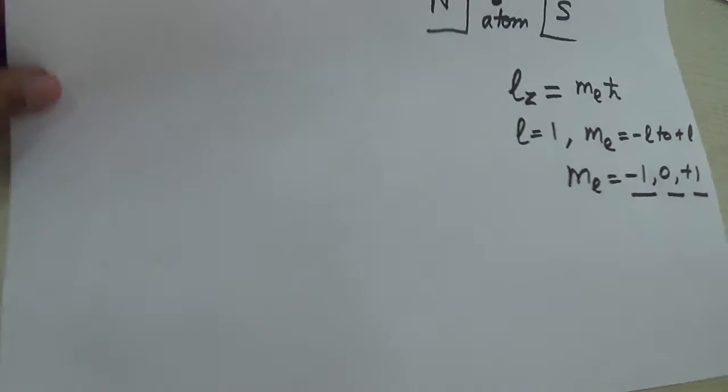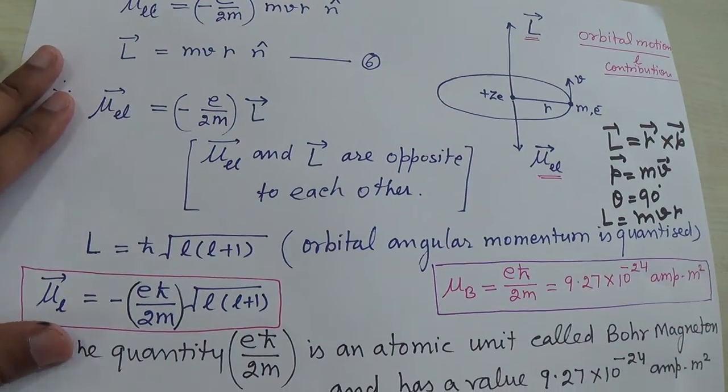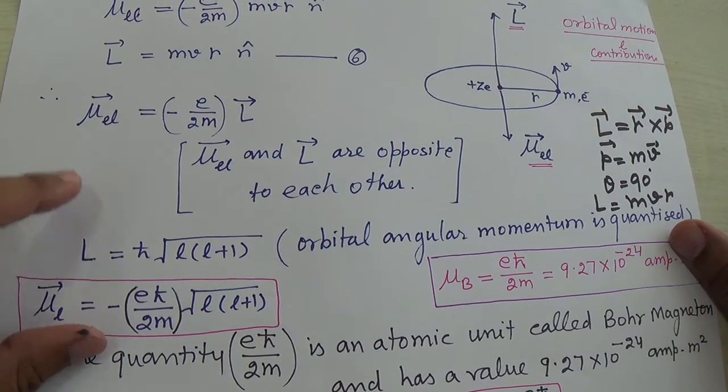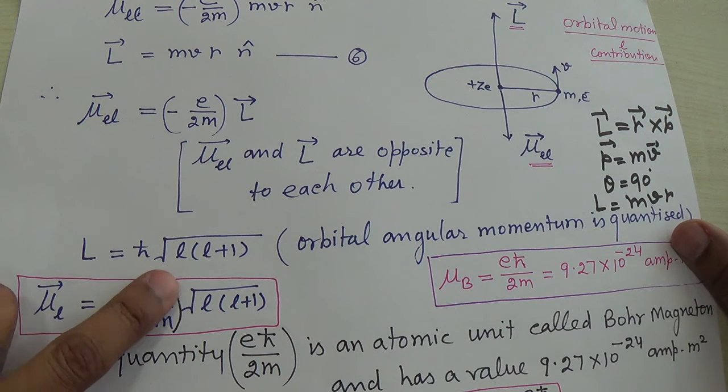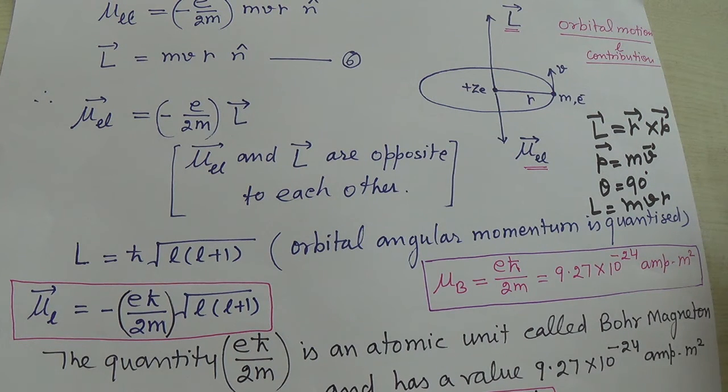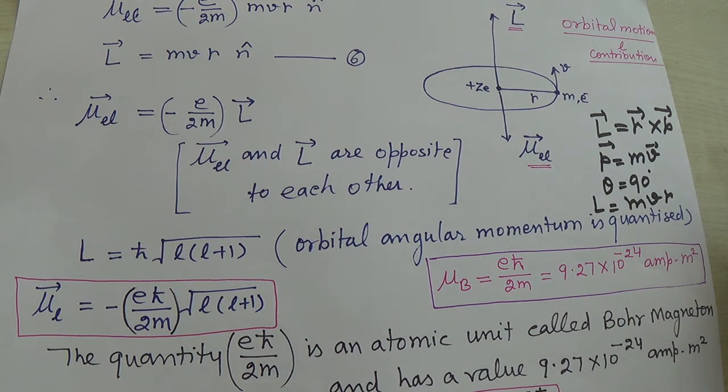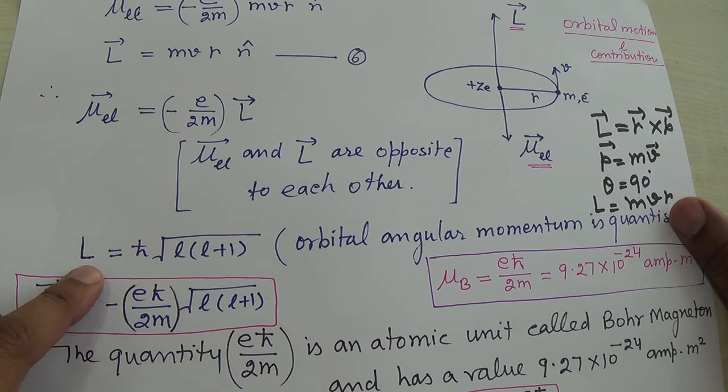In the next slide I will discuss what I have mentioned in this particular slide, that I put the value L equal to ħ square root of L(L+1). Is it logical or not? Because there is one more thing related to this orbital angular momentum, and that comes only when the atom is placed in a uniform magnetic field. Right now there is no uniform magnetic field, so I have just put this vector L. But if the atom is placed in a uniform magnetic field, then what happens?